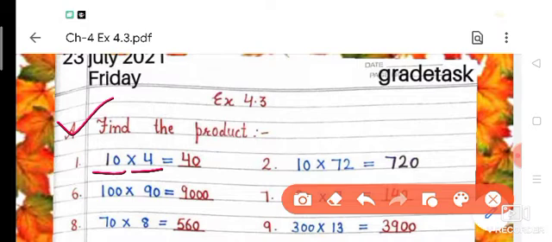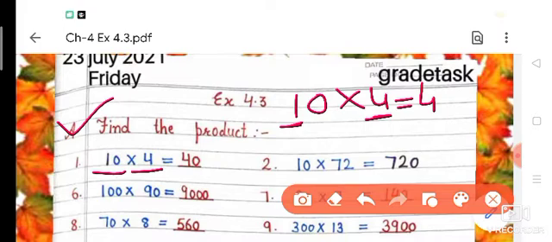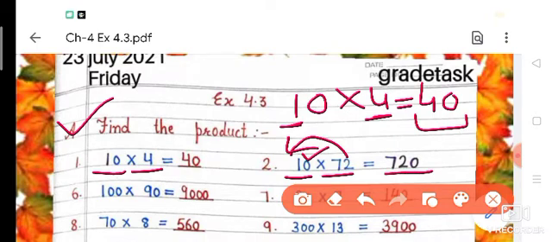But how will we multiply by 0? See here. Suppose it is 10, the total number of zeros is 1. In 10, 1 zero is there. So firstly, write 4 and count the zeros. 1 zero is here, so place that 0 here, so the answer will be 40. In the same way, 10 multiply 72. 72 ones are 72 and 1 zero is here, so place 1 zero after 72, so the answer will be 720.